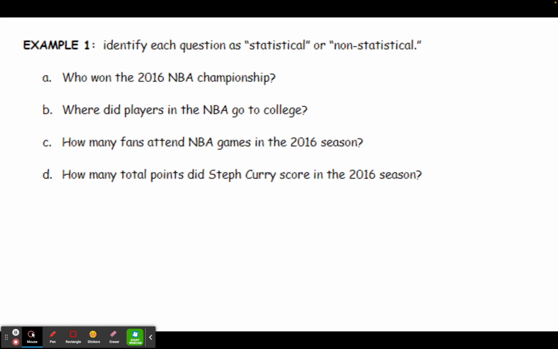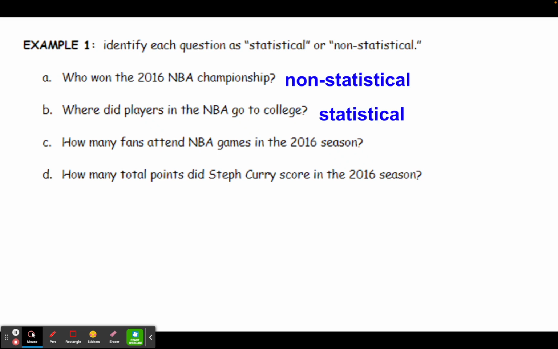Now, in example one, we're just going to identify each question as statistical or non-statistical. Letter A, who won the 2016 NBA championship? That is a non-statistical question because it only has one right answer. Letter B, where did players in the NBA go to college? That would be statistical. Each player has their own college that they graduated from.